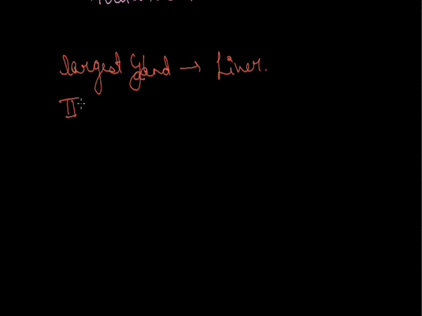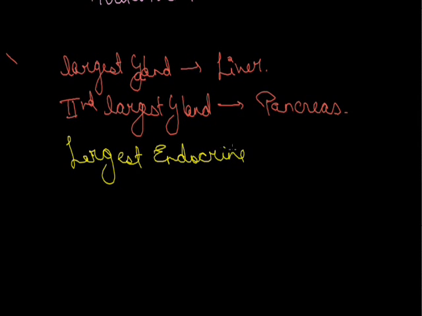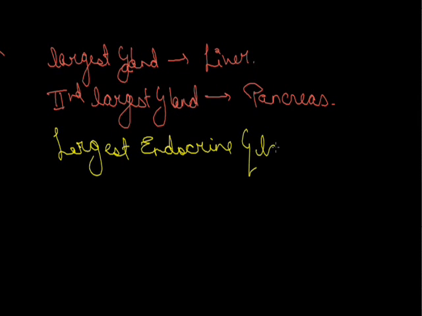If we are talking about the different types of glands, the largest gland is the liver, the second largest gland is the pancreas, and the largest endocrine gland is the thyroid gland.